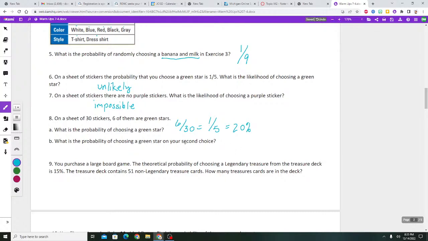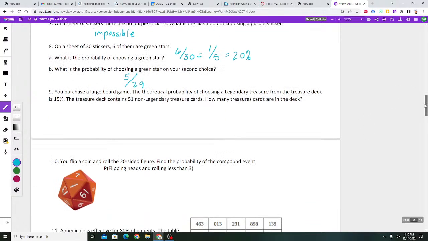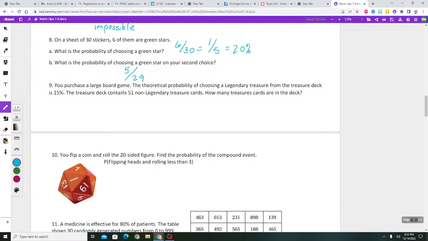But choosing a green star in your second choice, well, what happens then is that the first one, we chose the 30 stickers, so now we're down to 29. Secondly, we had 1 green star already, and so now we're down to 5 green stars. So that's 5 out of 29. Leave it there.